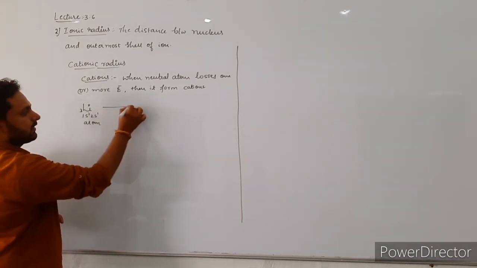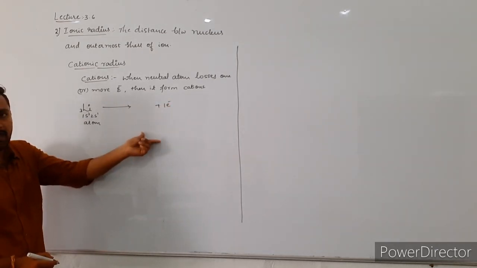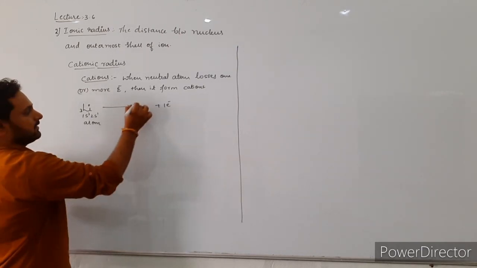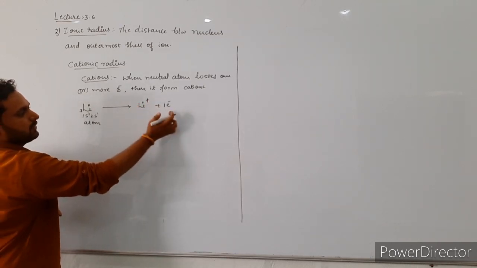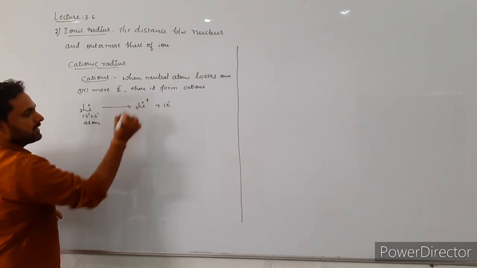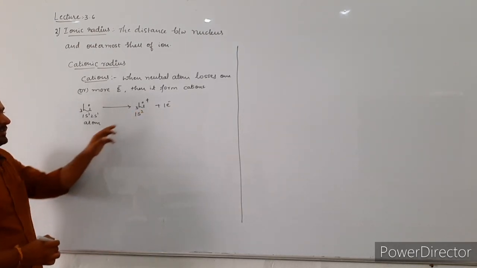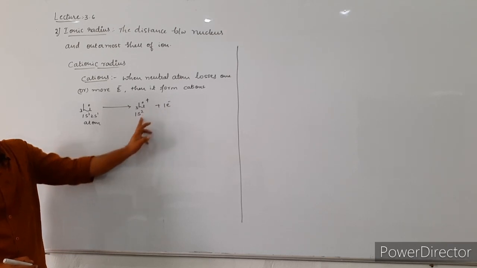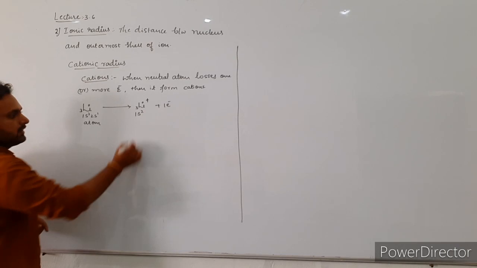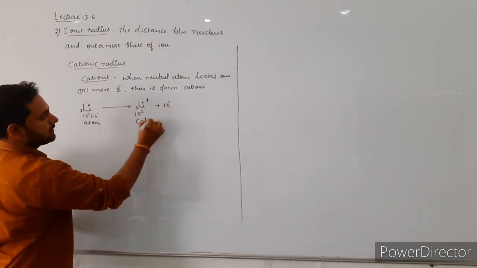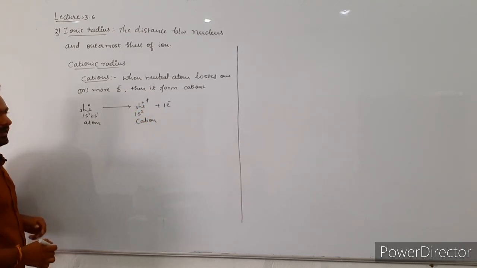When it loses one electron, the atom will convert into ion, that is cation. Lithium will convert into lithium plus by losing one electron. Here the atomic number is 3, but the electronic configuration is 1s2. Why? Because it has lost one electron. So the electronic configuration becomes 1s2. Here it is cation. Positively charged ion is called cation.